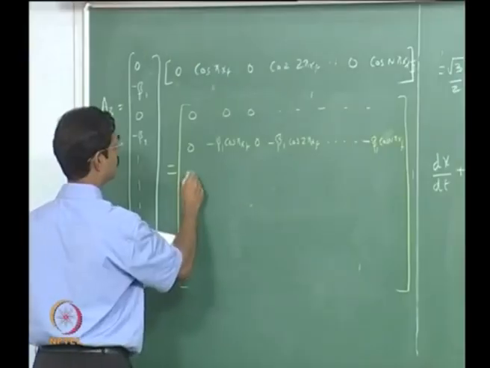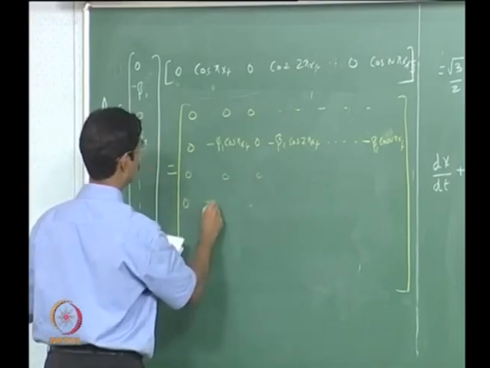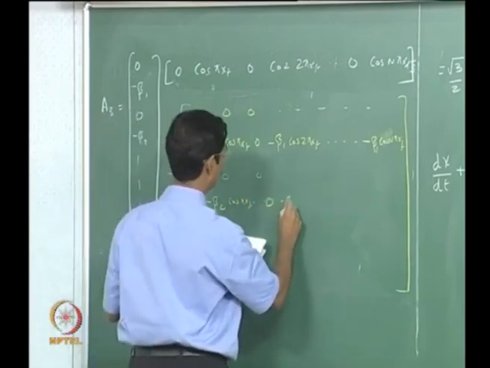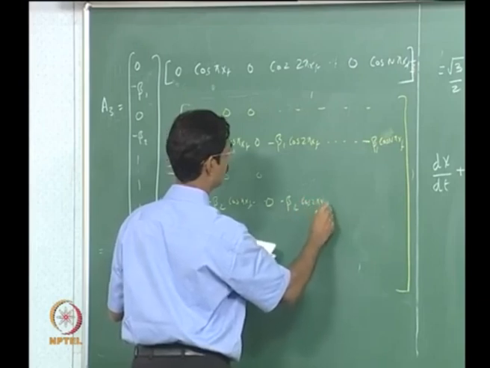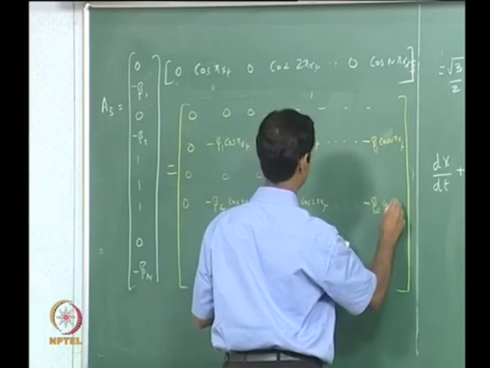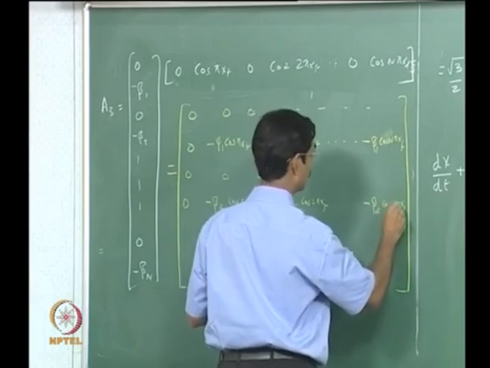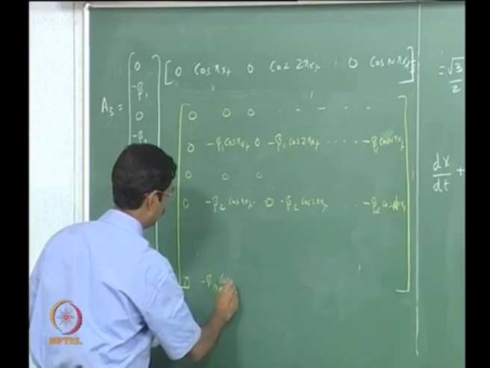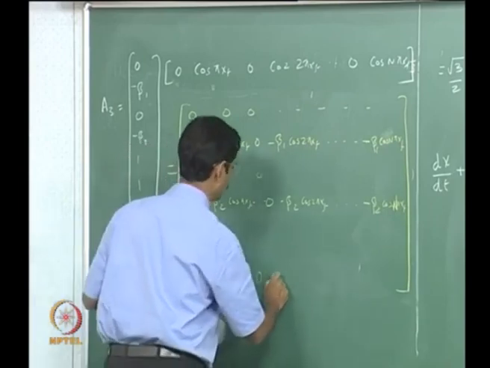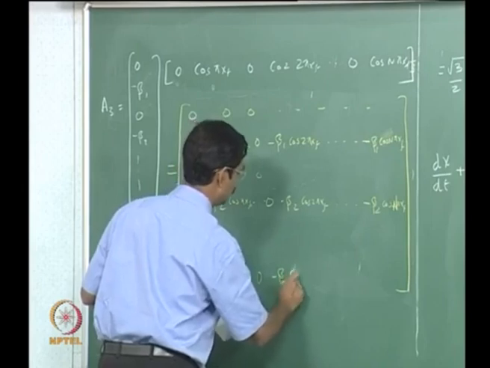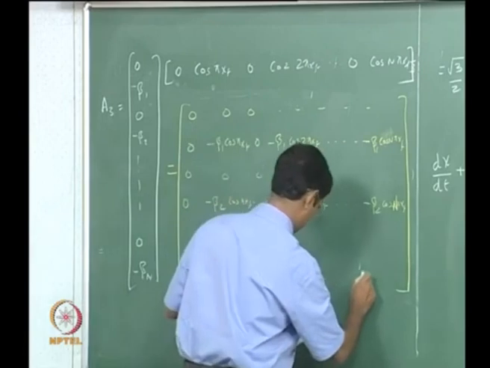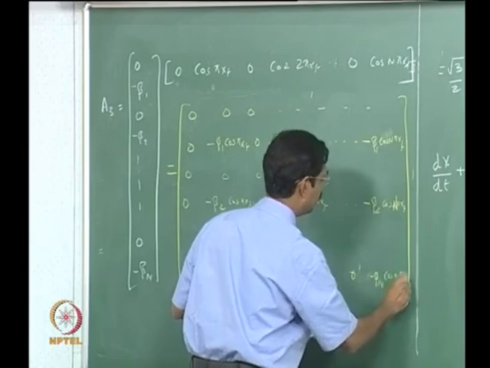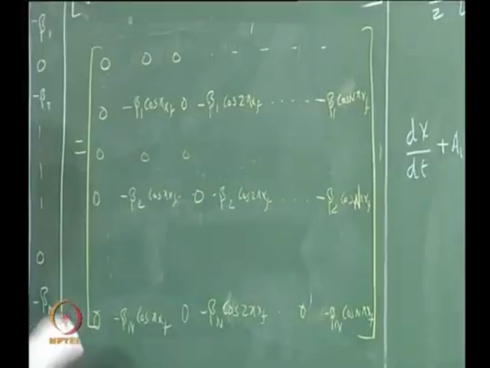The next row will be all zeros, and then after that comes 0, minus beta 2 cos pi xf, 0, minus beta 2 cos 2 pi xf, minus beta 2 cos n pi xf. The last row will be 0, minus beta n cos pi xf, 0, minus beta n cos 2 pi xf, 0, minus beta n cos n pi xf. So we have it here.